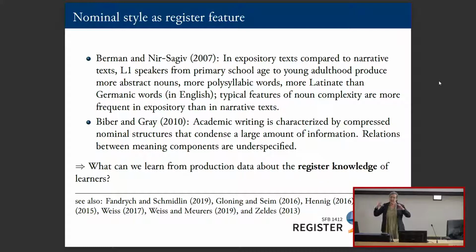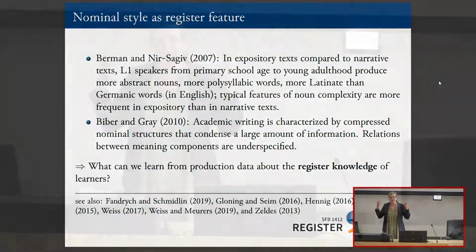We have to compress a lot of information, a lot of function, into little form, yeah? And there's a lot of underspecification. Compounding in German is underspecification at its best. Yeah, you leave out everything that connects those two words that I compounded. And contrary to what people say, that many people have said German is so very specific and can be used scientifically because we have such wonderful compounding. Well, compounding is underspecification. You leave out everything. Yeah? It's not very specific. It's the opposite of specific. Yeah? So what can we learn from the production data about the register knowledge of learners?